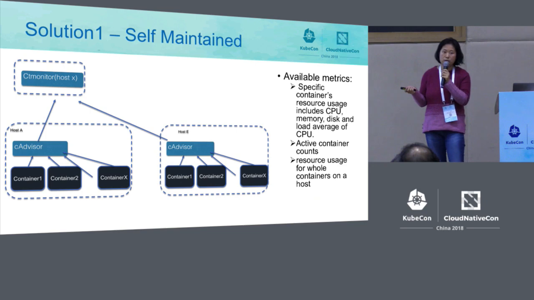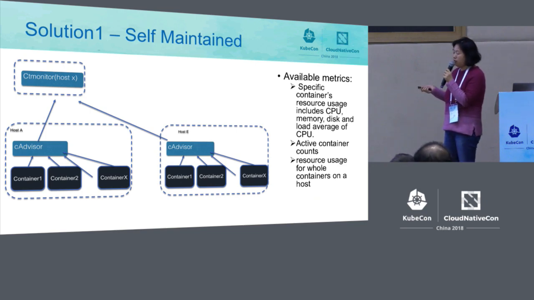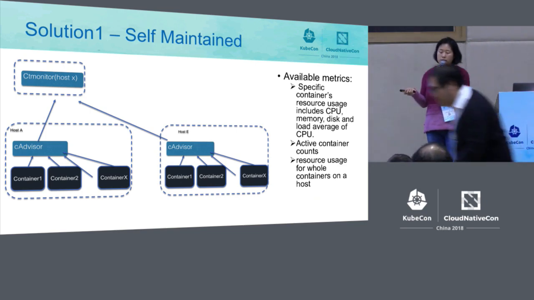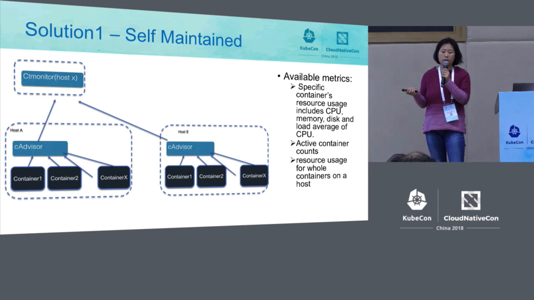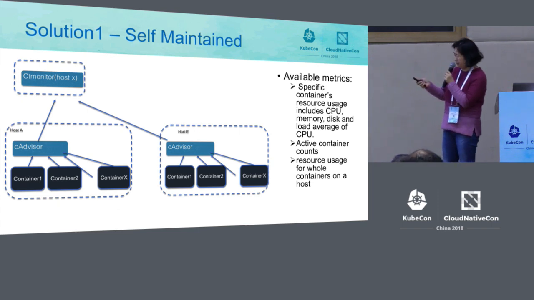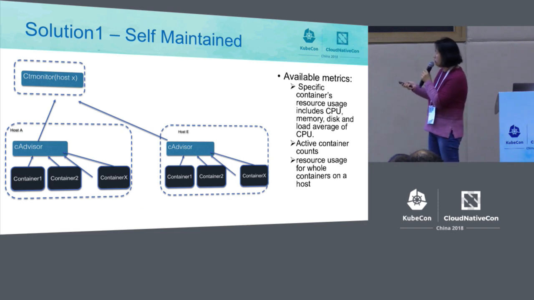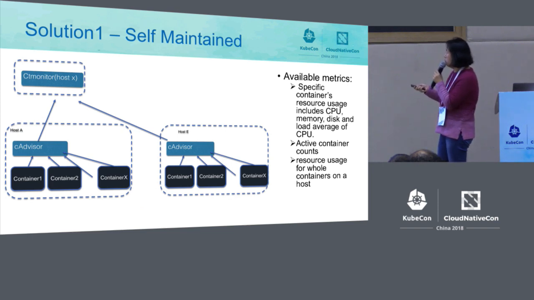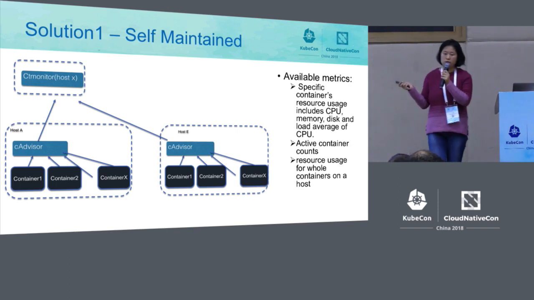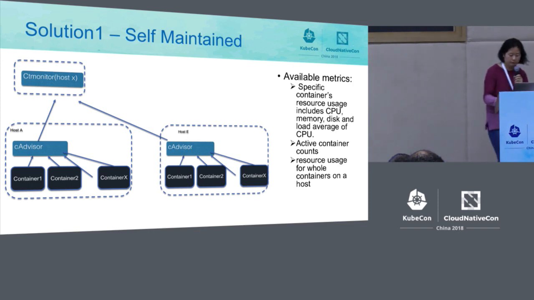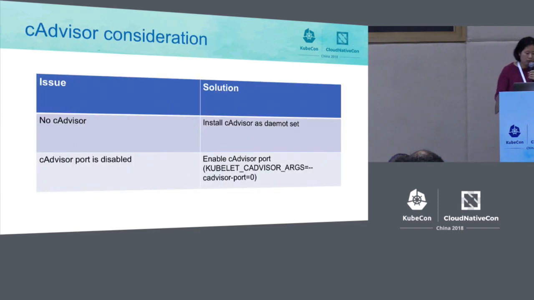Apart from monitoring the Kubernetes cluster, we can also monitor the Docker container. By doing this, they rely on cAdvisor to get the data on this node: the active container counts, and the resource usage for all containers on the host. The CPU, memory, disk, and all of these resources can be known.